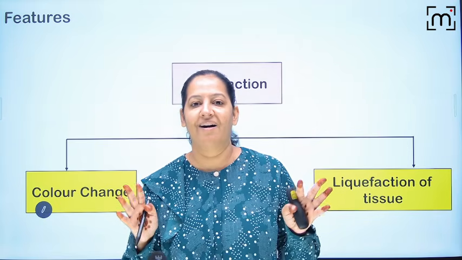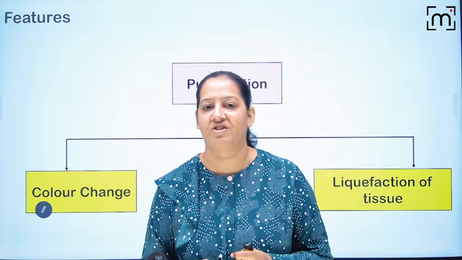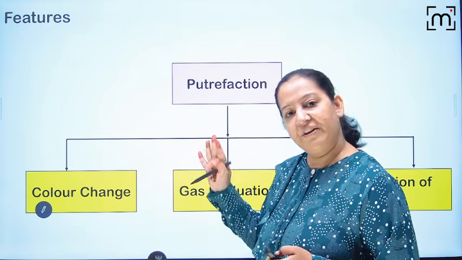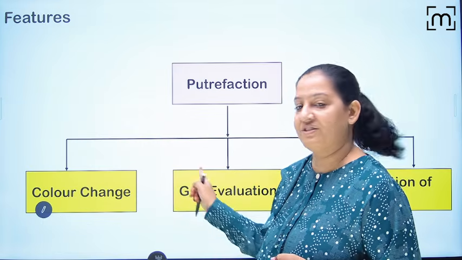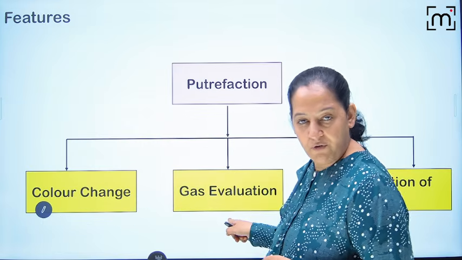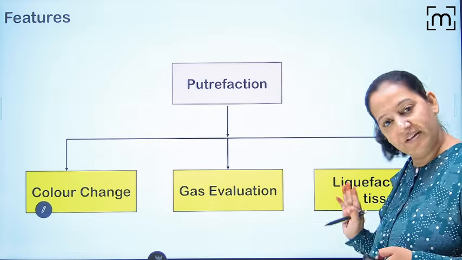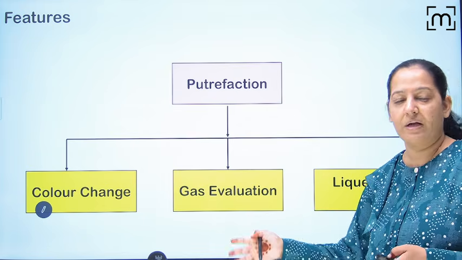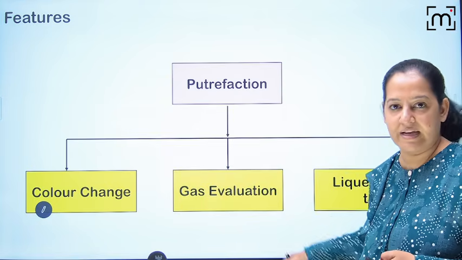So we are done with the first thing, putrefaction. Today I am supposed, no, not done. The features are done. So the features of putrefaction are done. The 3 features: you know color change, you know gas evolution, and you know liquefaction. You know the reason of all 3 and the features of all 3. Try to summarize it here only so that you don't have to read such a text.